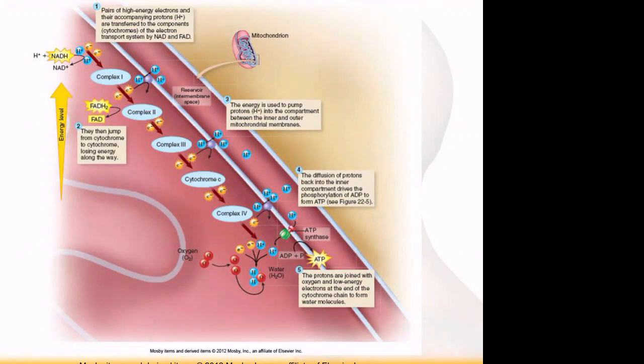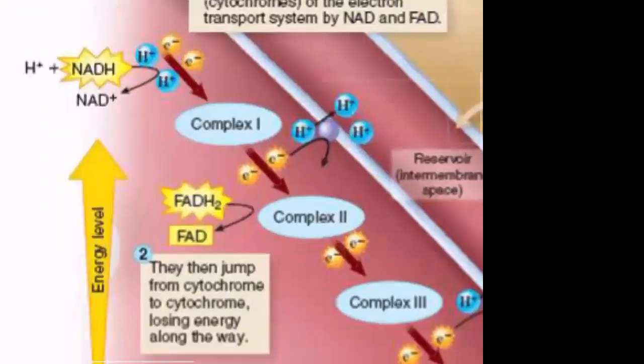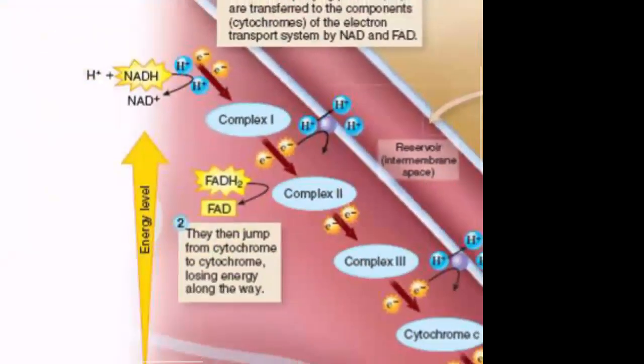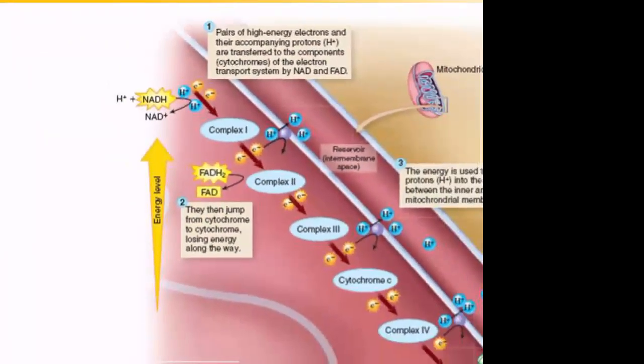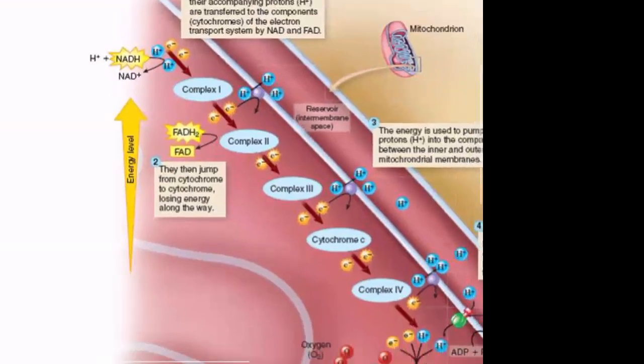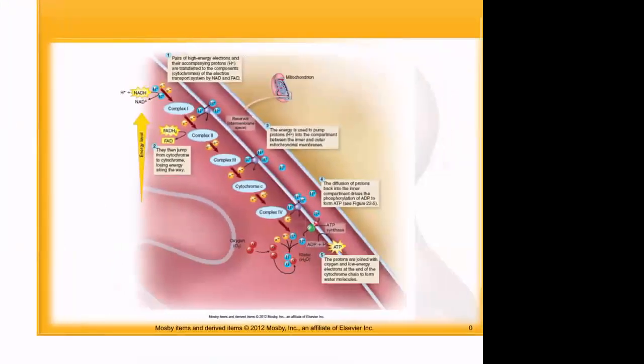Remember, all of this started out with glucose. That glucose molecule is going to be what eventually is going to help us make these things here, NADH2 and FADH2, which is then going to spark this chain of electrons moving down these complexes and pushing protons across that inner membrane into the space between the two membranes.